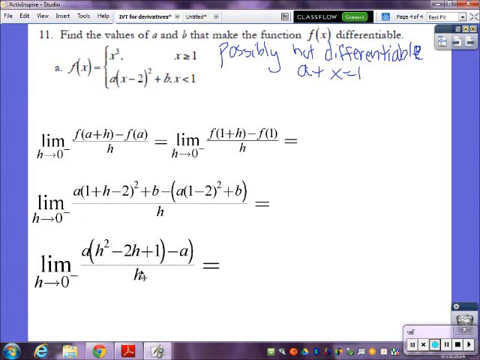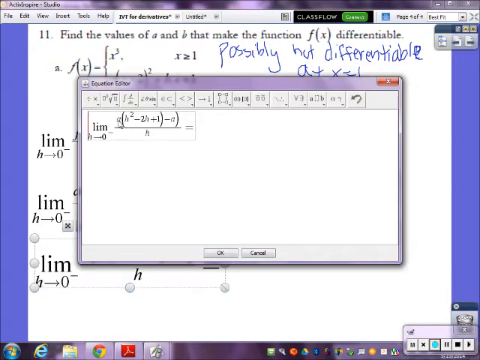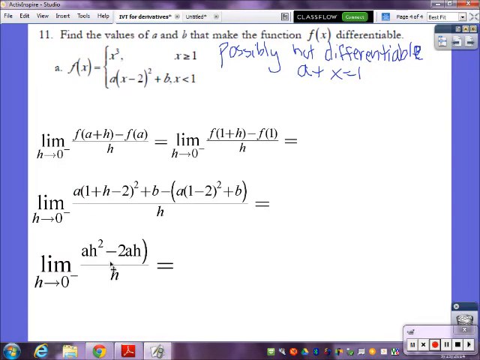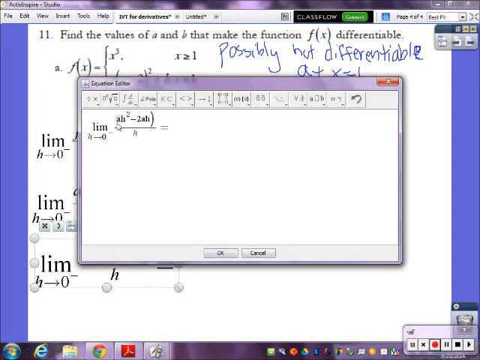Okay, so from there, I'll distribute the a. So this would become ah squared minus 2ah plus a. So just distributed. And now I have this. And now I can see I have a minus a, so those would cancel to 0. So this is where I'm at with simplification. Uh-oh, forgot my parentheses.